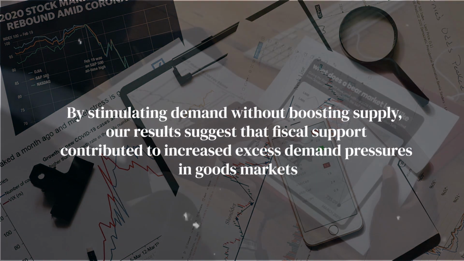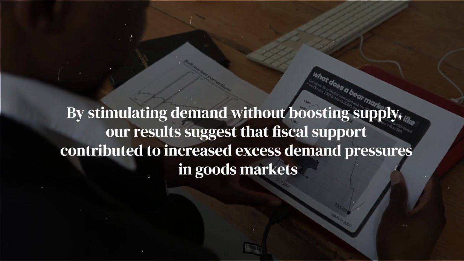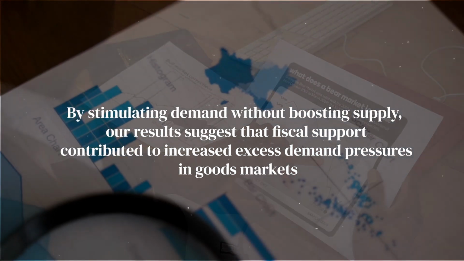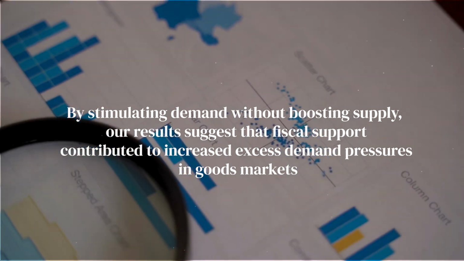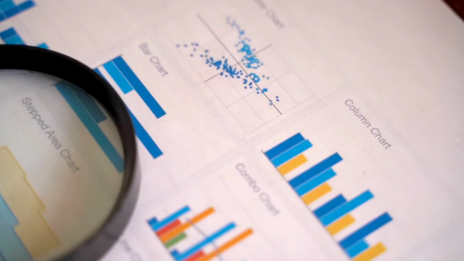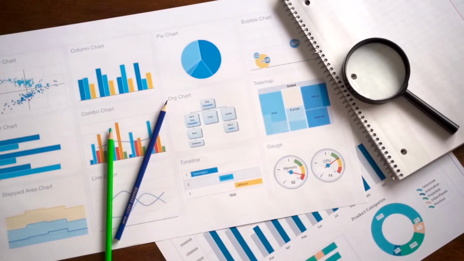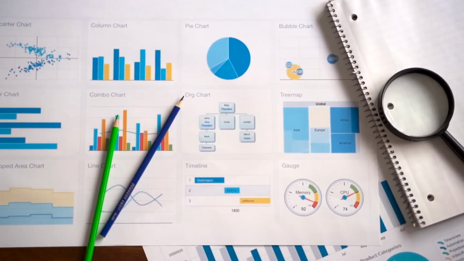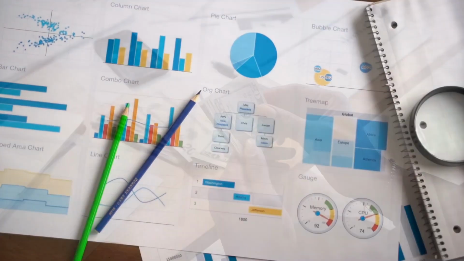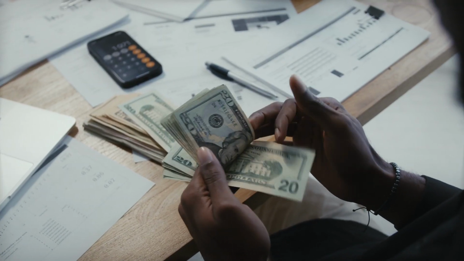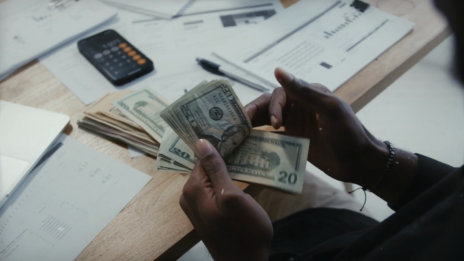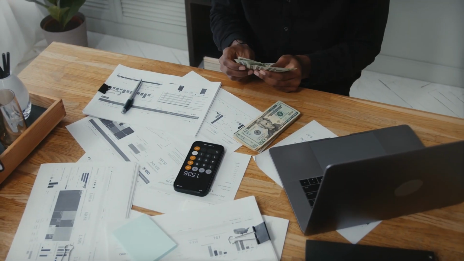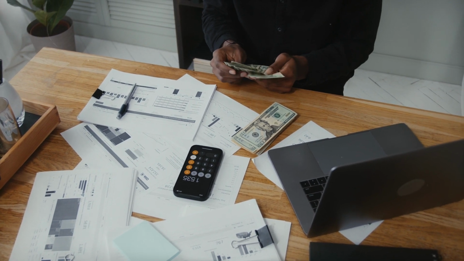"By stimulating demand without boosting supply, our results suggest that fiscal support contributed to increased excess demand pressures in goods markets," the authors wrote. The findings of the research align with another study from the Federal Reserve Bank of San Francisco that also identified short-term inflationary effects linked to fiscal stimulus in 2020 and 2021. This study found that stimulus issued directly to consumers was more inflationary than stimulus for businesses.